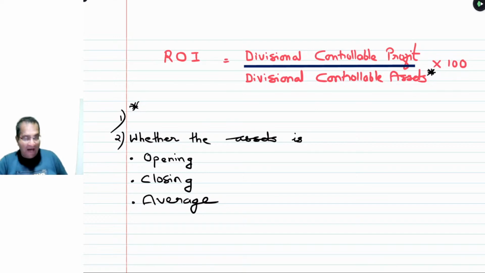Okay, beta. And the answer is, there is no fixed rule that the denominator asset should be the closing one or the opening one or the average one. There is no such rule. So how will we decide? We will not decide it. 110% whether the balance is opening, or closing, or average will be clearly available in the question itself.